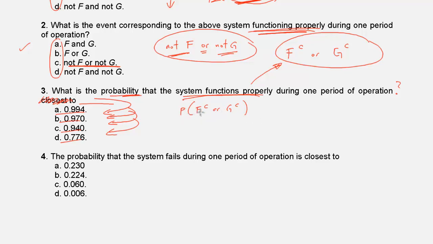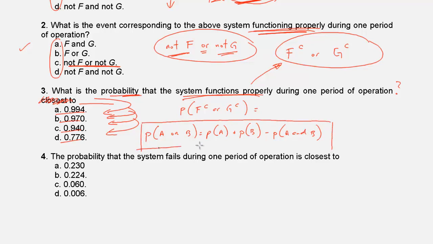Well, the probability of F complement or G complement can be determined by looking at the addition rule. Because the addition rule looks like this. It's the probability of A or B, that's equal to the probability of just A plus the probability of just B minus the probability of A and B.